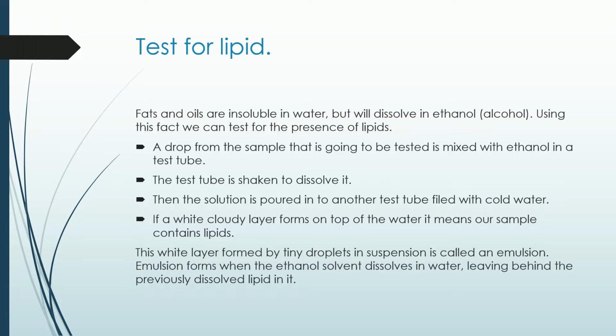And this white layer, formed by tiny droplets in suspension, is called an emulsion. An emulsion forms when the ethanol solvent dissolves in water, leaving behind the previously dissolved lipid. So when you put it into the water, the ethanol dissolves in the water, then the ethanol leaves the lipids, which actually suspend on the top.